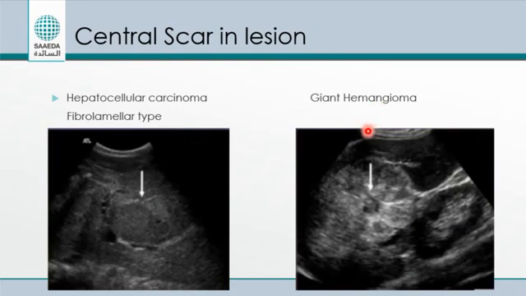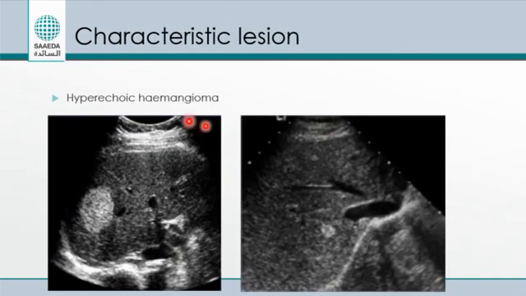A purely hyperechoic lesion in the liver, most of the times it's hemangioma. But again, not always. It can be a hemangioma or not. For example, this is a hemangioma. It's very well defined. It's hyperechoic. Size usually a few centimeters.